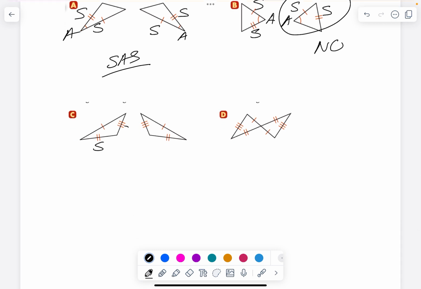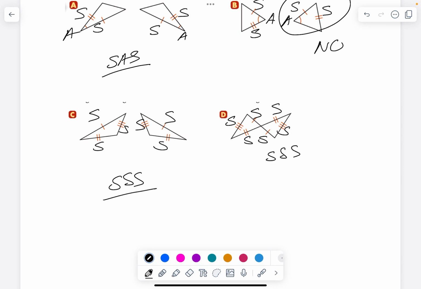This one, side, side, side. And this one also, side, side, side. However, we also have these vertical angles as well. So I could put or SAS. It could be either answer. Because if we mark those vertical angles, we could use side, angle, side as well.